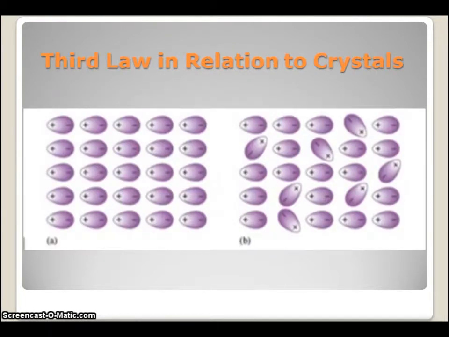Third law in relation to crystals. The entropy of a perfect crystal at 0 Kelvin is 0. This is useful because, although it is not possible to achieve a perfect crystal, it allows other values of entropy in crystals at other temperatures to be calculated based on this reference point. As you can see, on the left is a perfect crystal, which is only theoretical, and on the right is a crystal that you'd see, such as a diamond, where it's not all perfectly aligned.